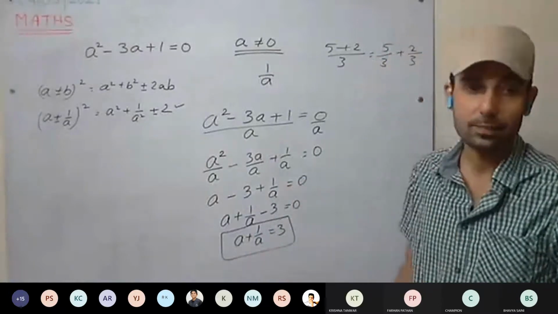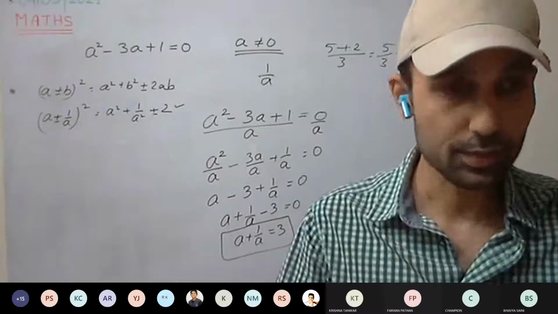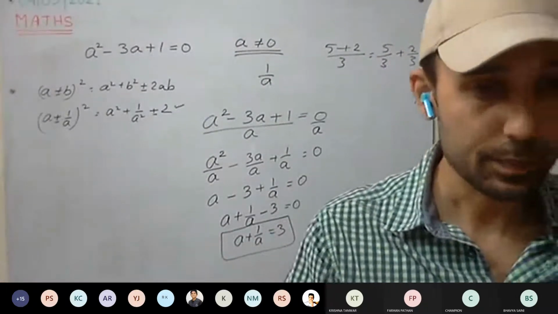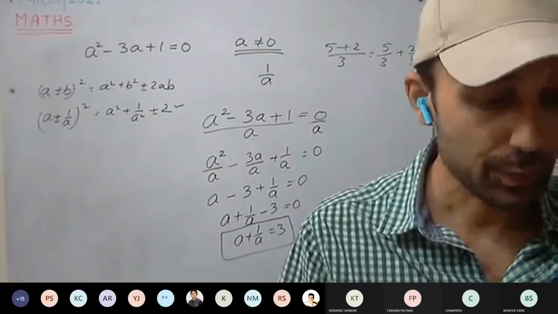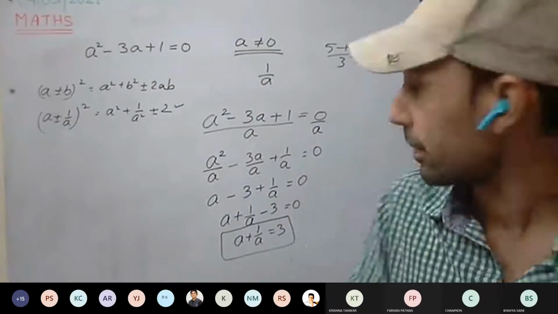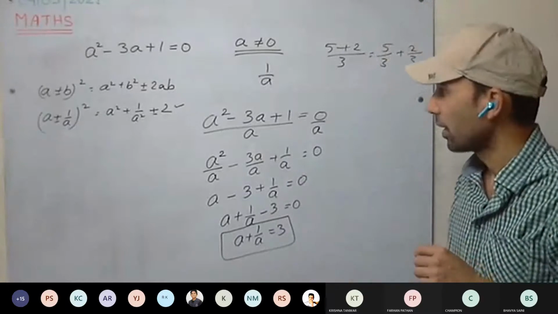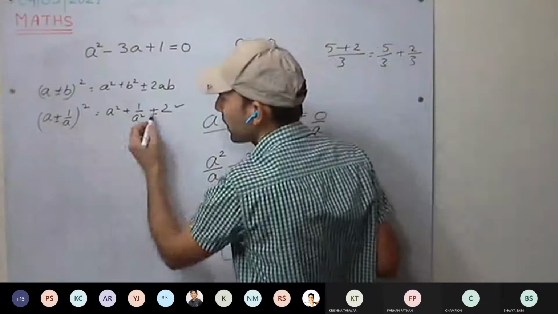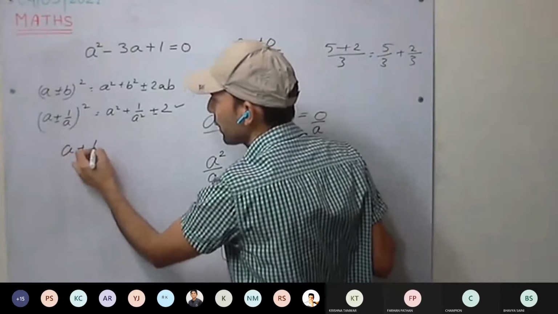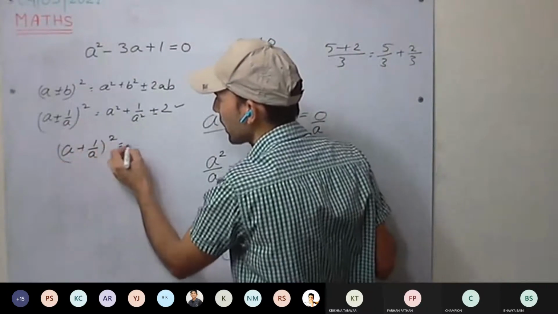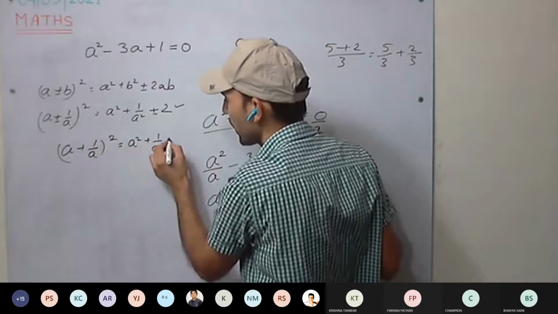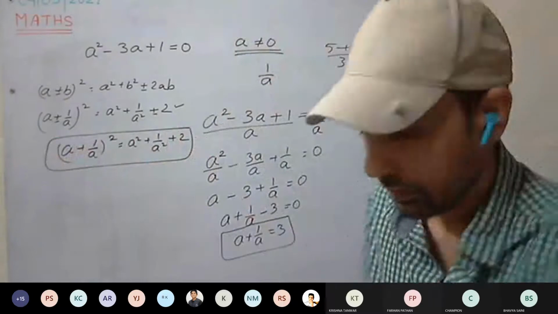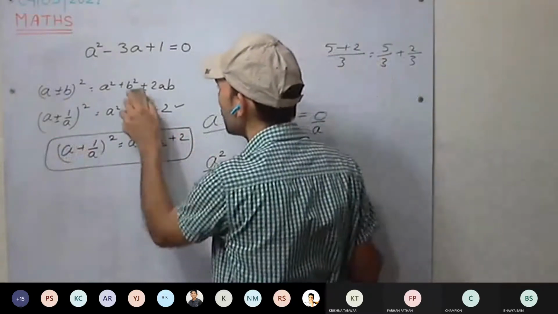Calculate the second thing, a square plus 1 upon a square. That you can calculate. Calculate a square plus 1 upon a square and tell me the values. Which equation are you going to use from this one? We have two equations here: a plus 1 upon a, the whole square, equals a square plus 1 upon a square plus 2. And calculate the value.